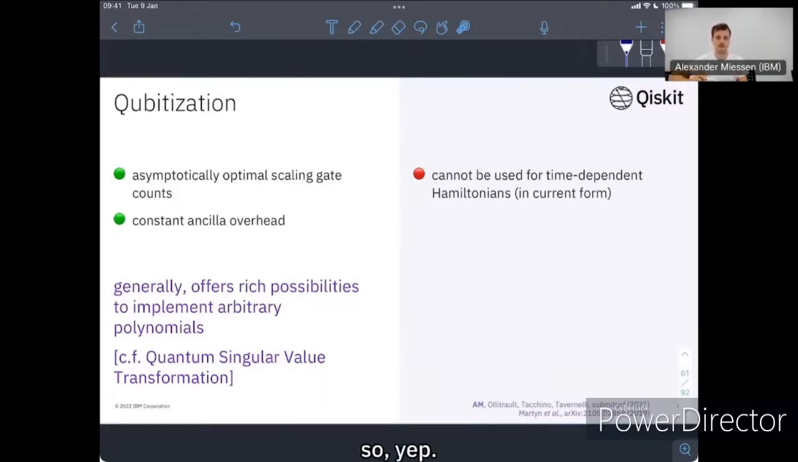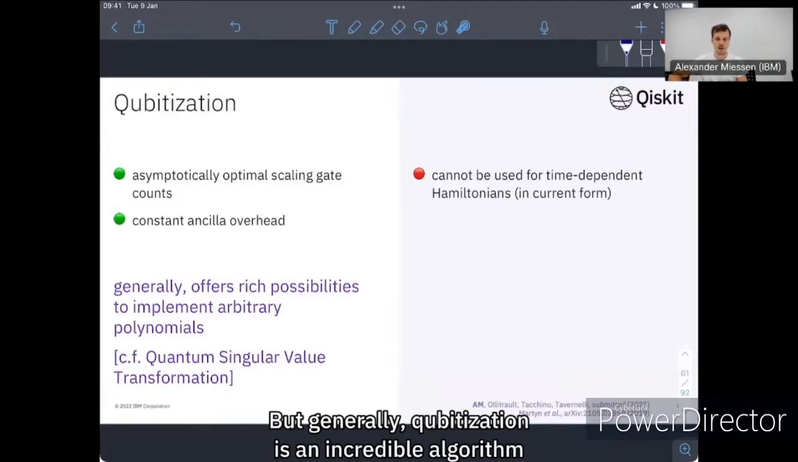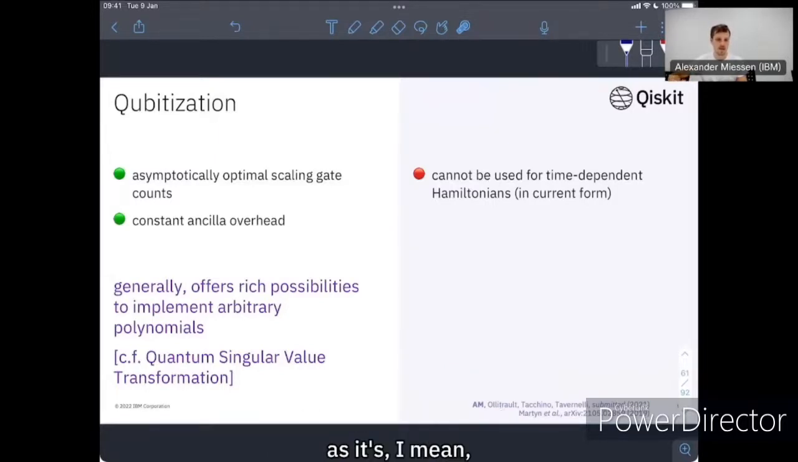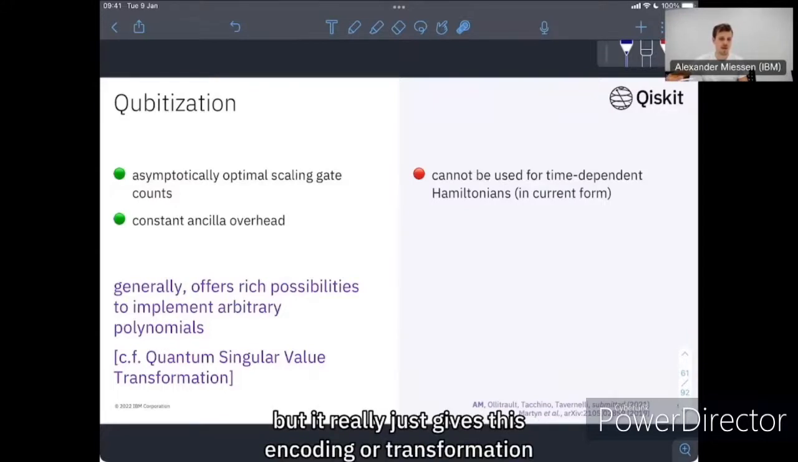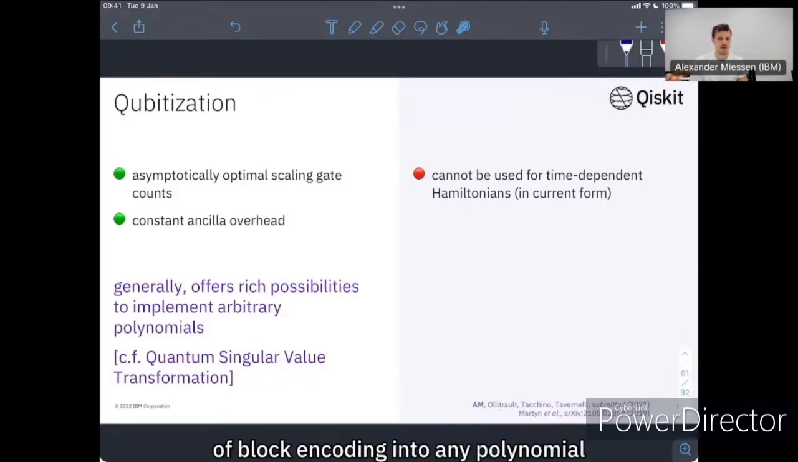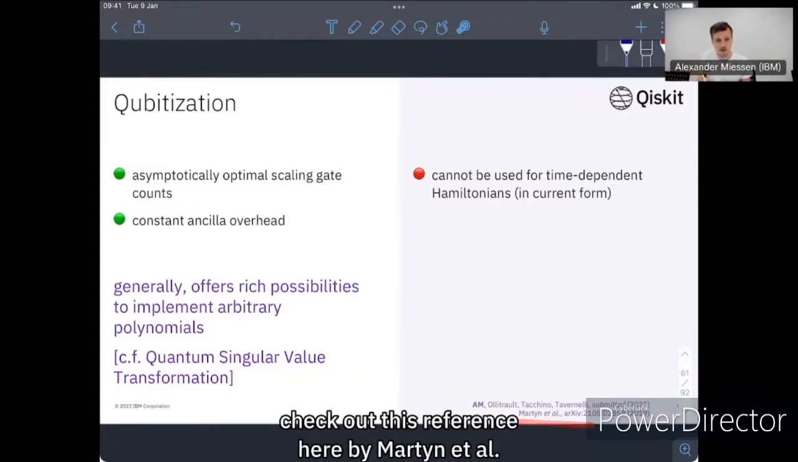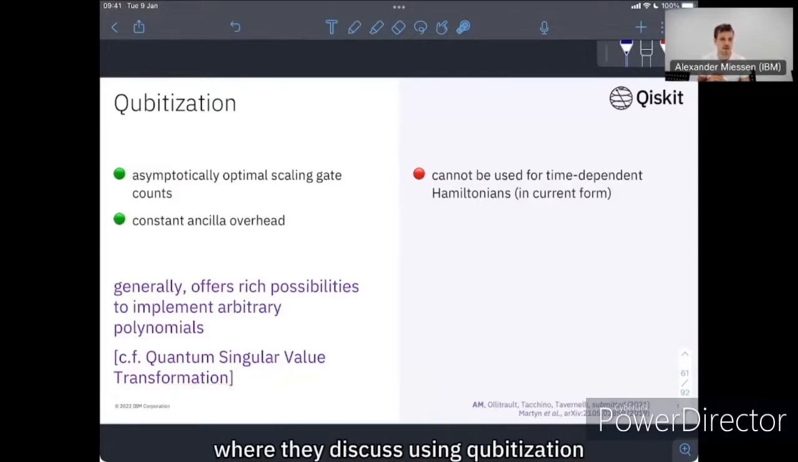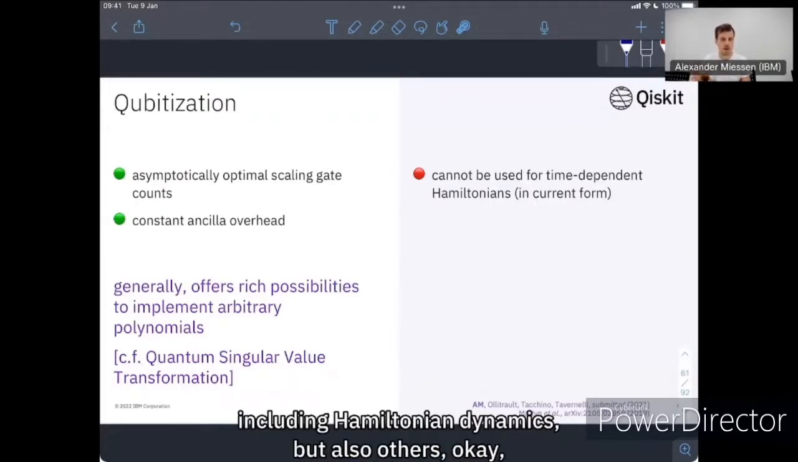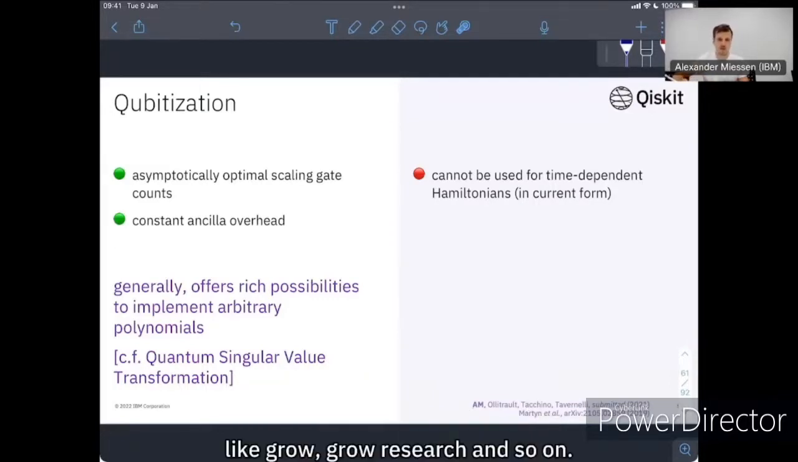So yeah, but generally qubitization is an incredible algorithm. We explained it using the example of Hamiltonian dynamics, but it really just gives this encoding, or transformation, of a block encoding into any polynomial of this block encoding, right? And this can be used as a subroutine for many, many different algorithms. In particular, check out this reference by Martin et al. on the quantum singular value transformation, where they discuss using qubitization and quantum signal processing to implement different algorithms, including Hamiltonian dynamics, but also others, like Grover's search and so on.